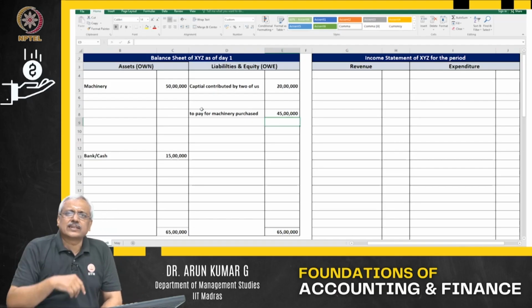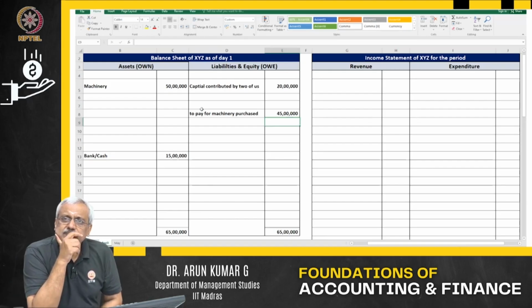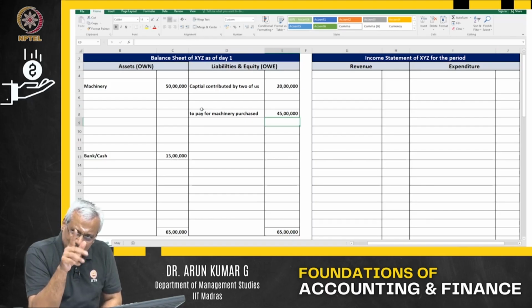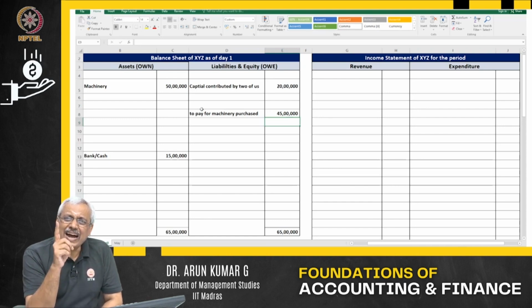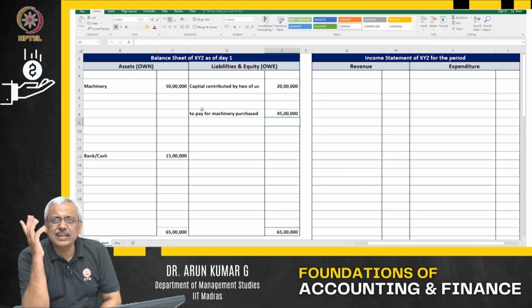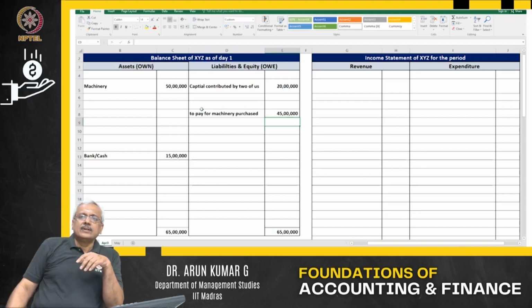I want to take one more transaction. I have rented a factory shed, same day, day 1, for a monthly rent of 30,000, by paying an advance amount of 2 lakhs. I have paid an advance amount of 2 lakhs, and the monthly rent of 30,000 is payable at the end of the month.